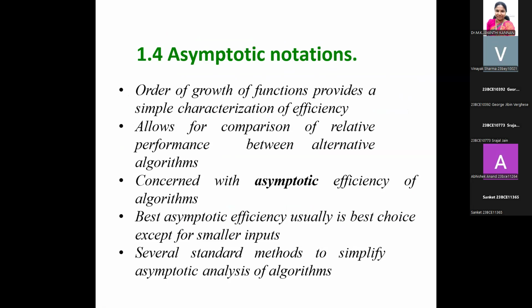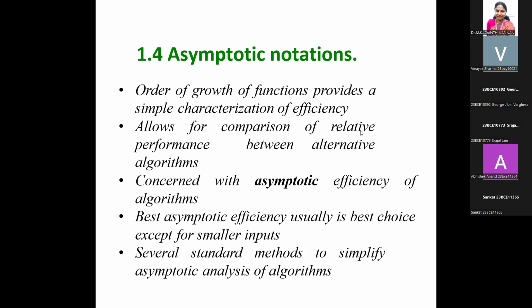Then what does asymptotic notation mean? Order of growth of functions provides a simple characterization of the efficiency. Through the asymptotic notation, we can understand which algorithm is the best and which produces the maximum efficiency. It allows comparison of relative performance between alternative algorithms. While choosing a particular algorithm for your project, we have to choose an algorithm which occupies very little space and very little memory, so that the efficiency will increase.